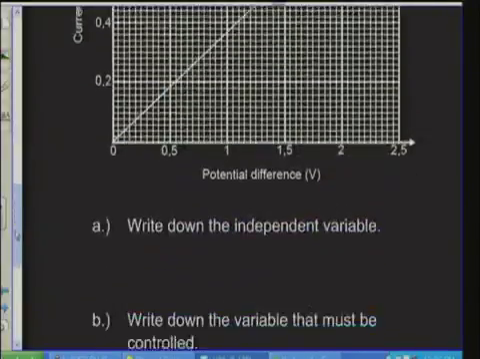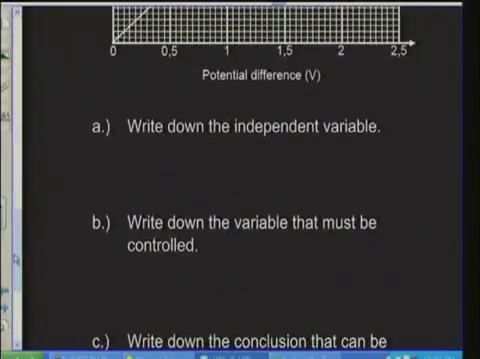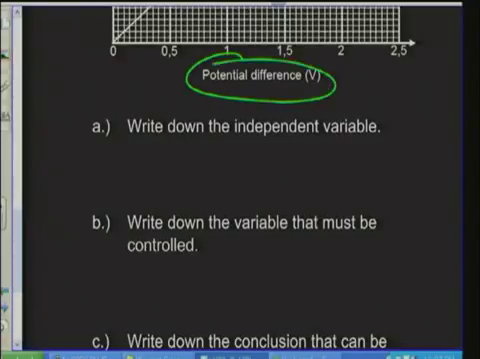Let's again try to answer the questions here. Write down the independent variable in this case. When you've got a graph, the independent variable is always the quantity on your horizontal axis. The dependent variable is the quantity on your vertical axis. Now, what is on your horizontal axis here? It is your potential difference. So your independent variable here is potential difference.